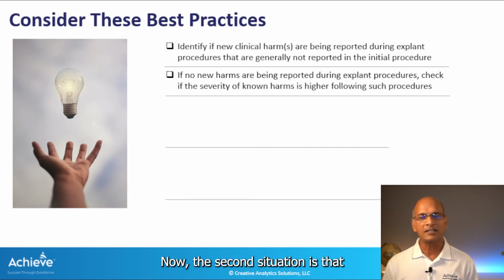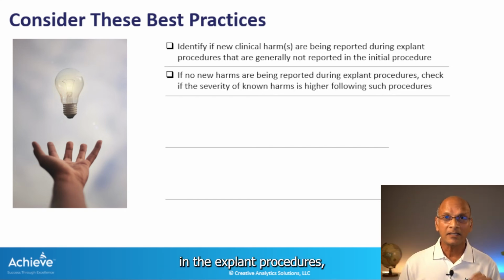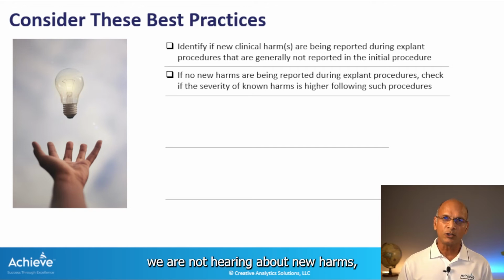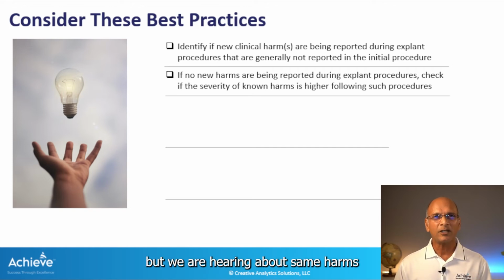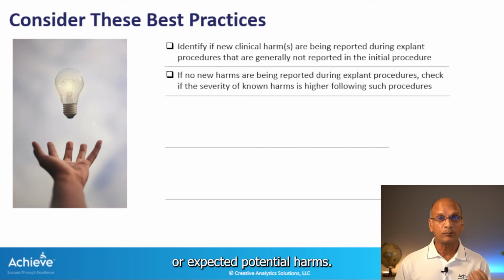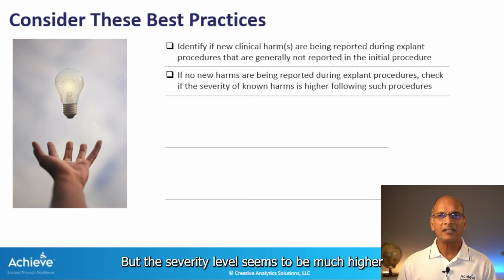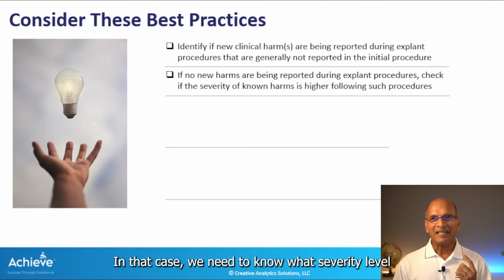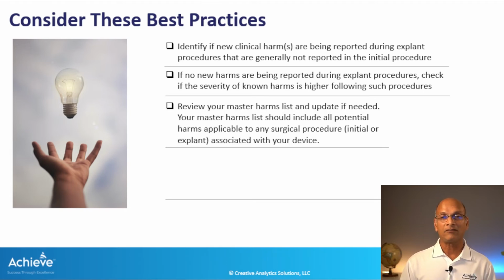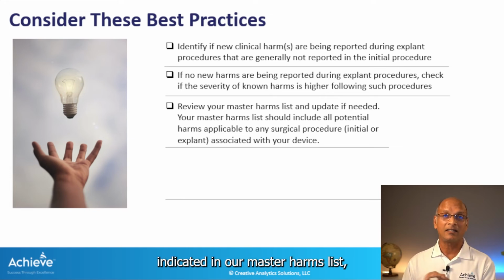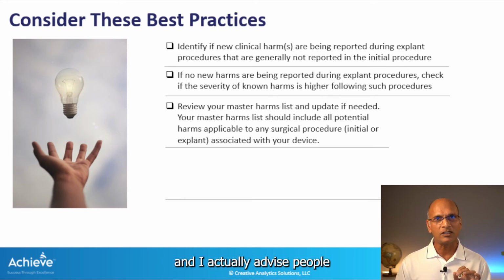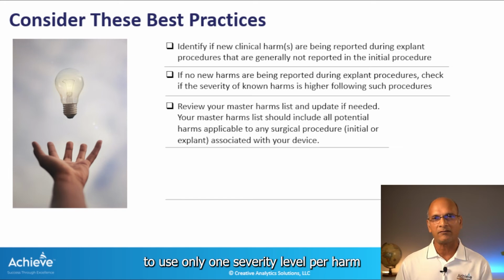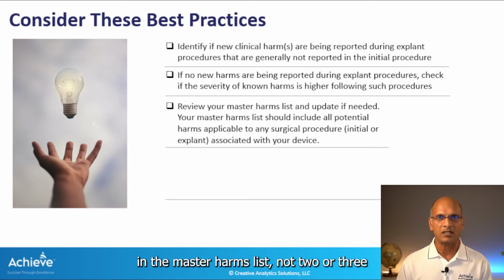Now the second situation is that in the explant procedures, we are not hearing about new harms, but we are hearing about same harms or expected potential harms, but their severity level seems to be much higher than what we had anticipated before. In that case, we need to know what severity level we have indicated in our master harms list. And I actually advise people to use only one severity level per harm in the master harms list, not 2 or 3.